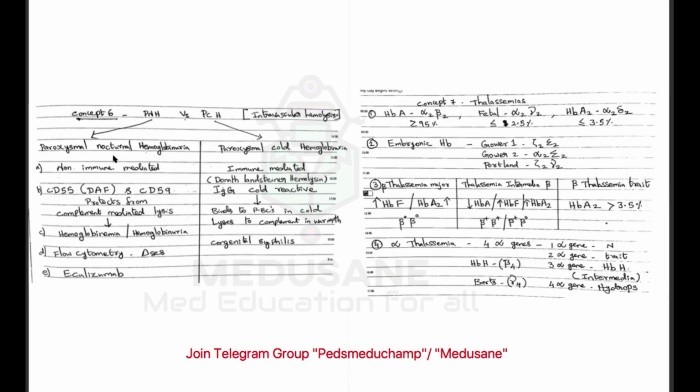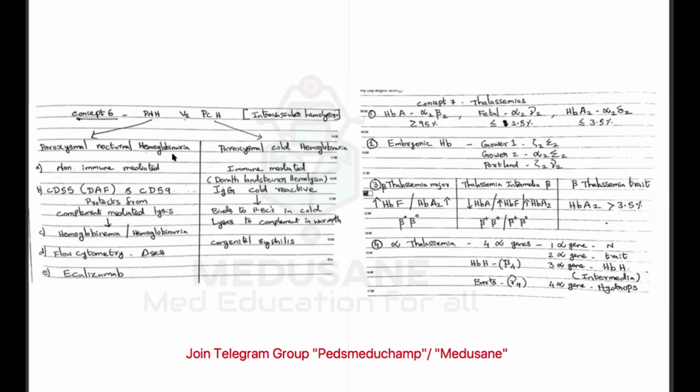Then, with regards to paroxysmal nocturnal hemoglobinuria, I said it is non-immune mediated. Problem is, you have two proteins, one is CD55 and the other is CD59. So remember, CD55, CD59. CD55 we call decay accelerating factor. They are going to be present on the RBC. They are going to protect the RBC from complement mediated lysis. So CD55 and CD59 are going to protect from complement mediated lysis.